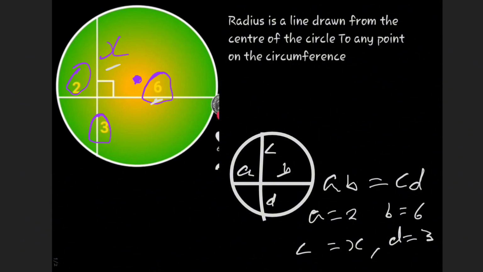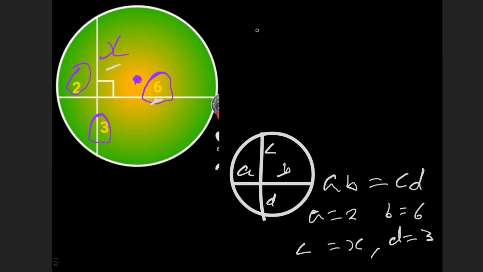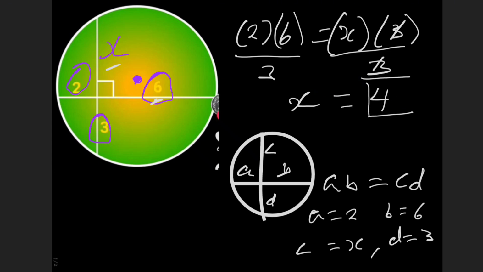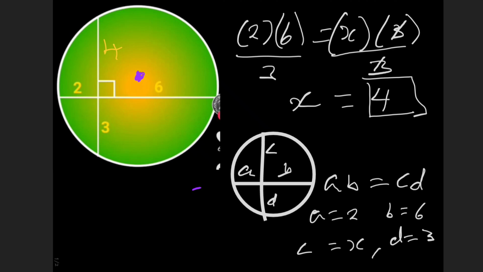Having this, I can easily get what my C is. My AB, that's 2 times 6, will be equal to C, that's X, times 3. So I can just divide by 3, 3 cancels 3, then my X will be equal to 4. So I've gotten my X as 4. I can easily remove this X and denote it with 4. So I have a length 4 right there.